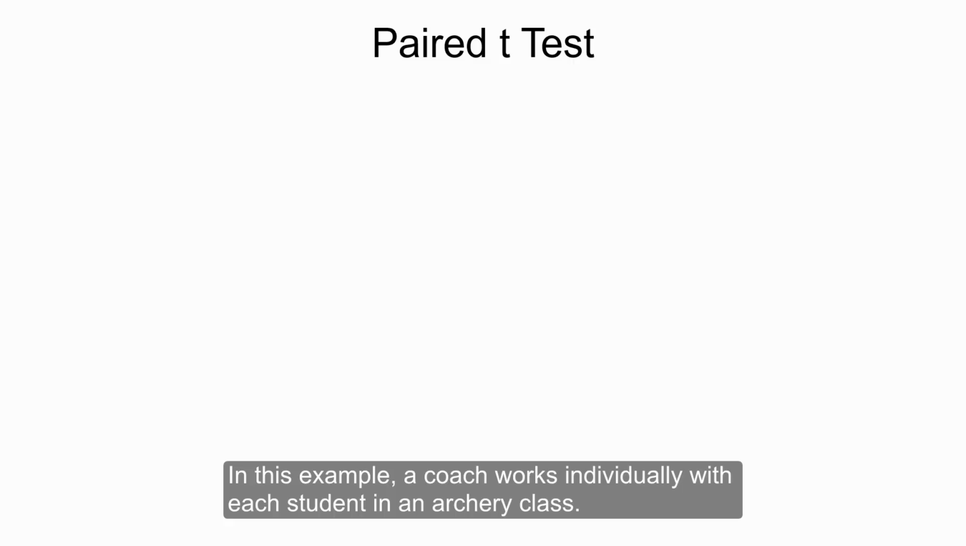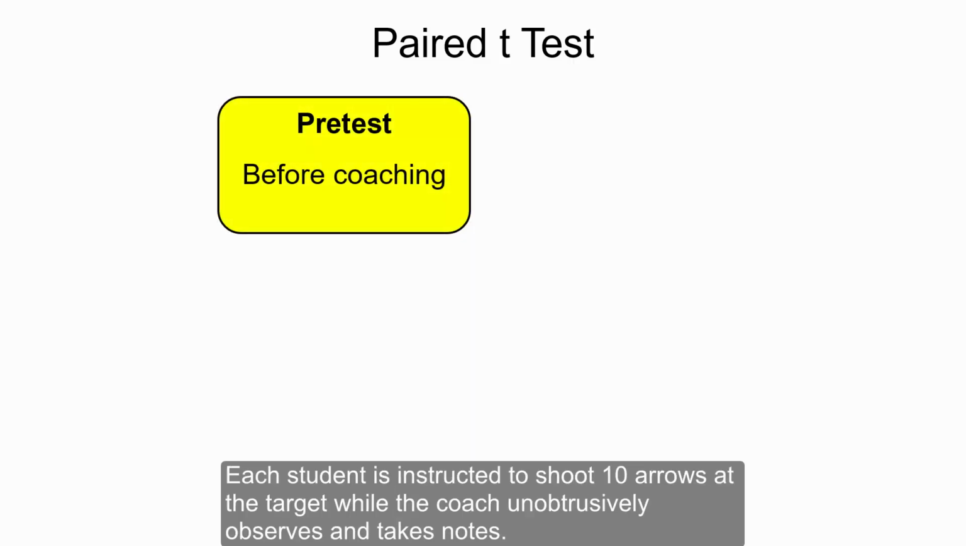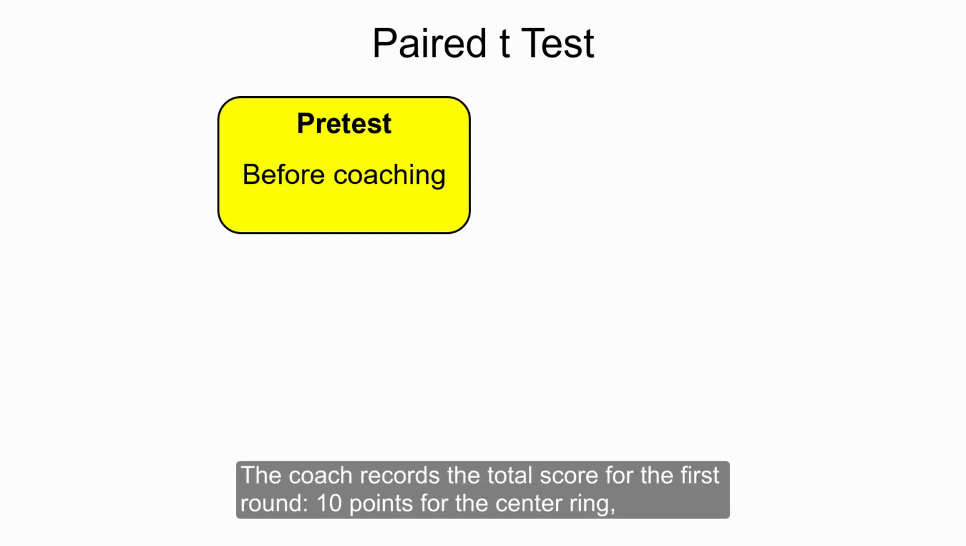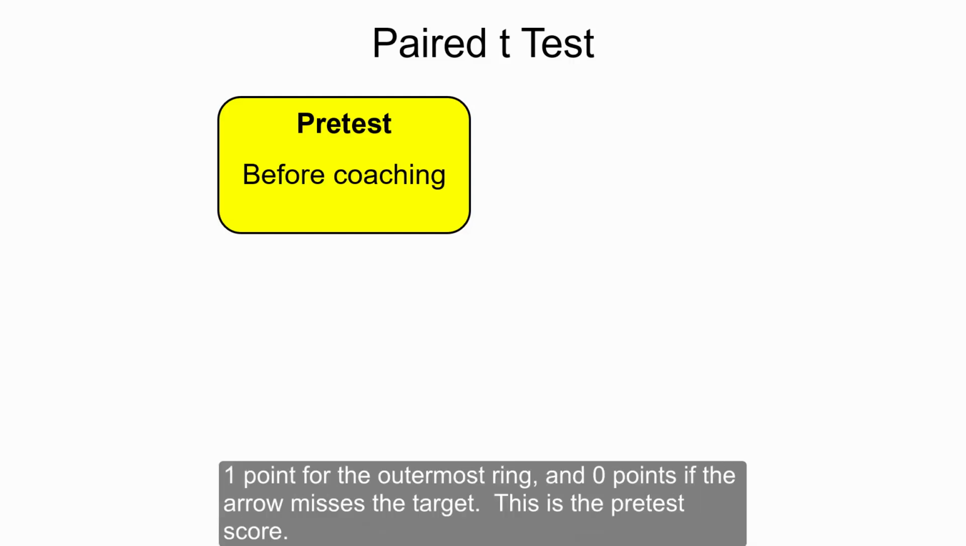In this example, a coach works individually with each student in an archery class. Each student is instructed to shoot 10 arrows at the target while the coach unobtrusively observes and takes notes. The coach records the total score for the first round, 10 points for the center ring, 1 point for the outermost ring, and 0 points if the arrow misses the target. This is the pre-test score.